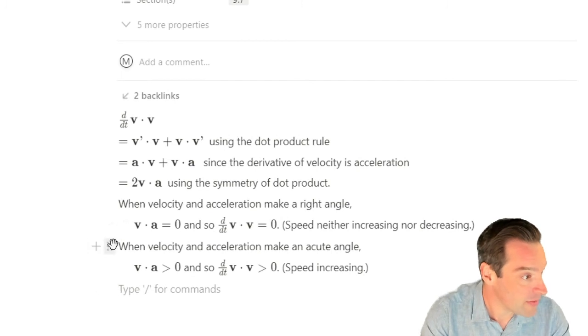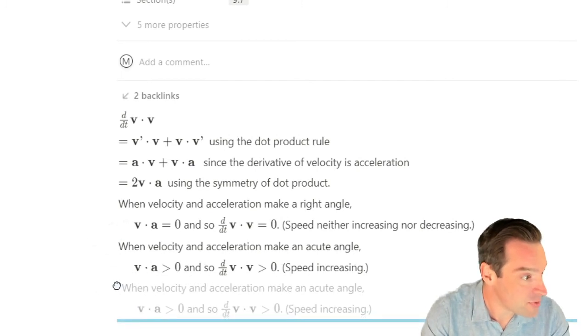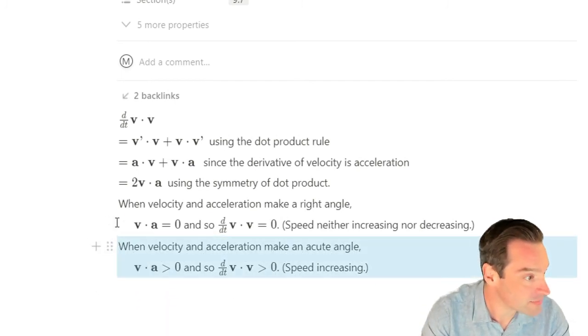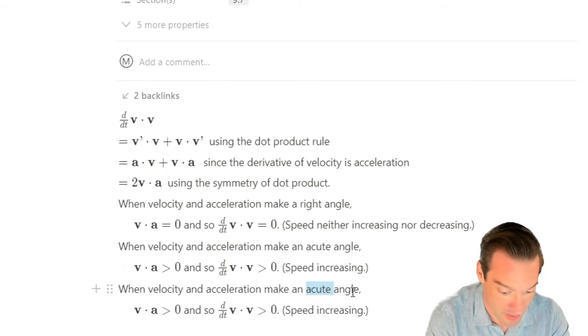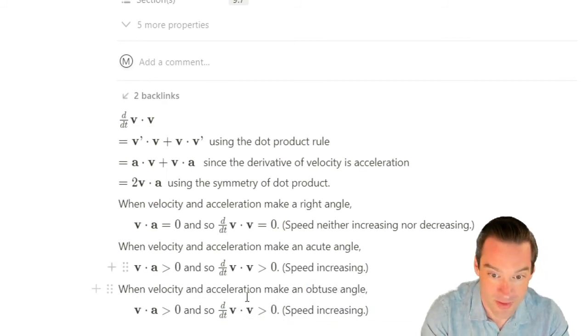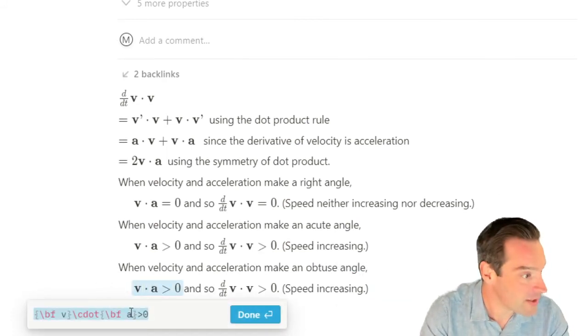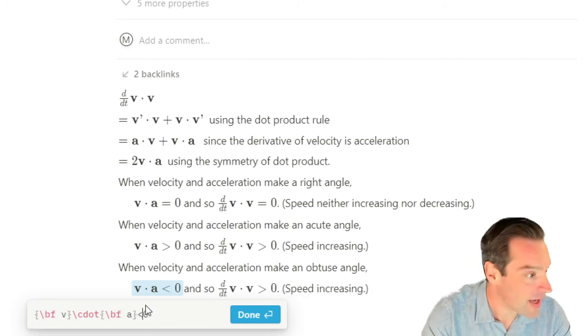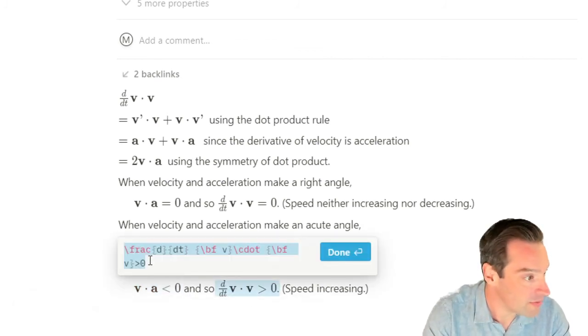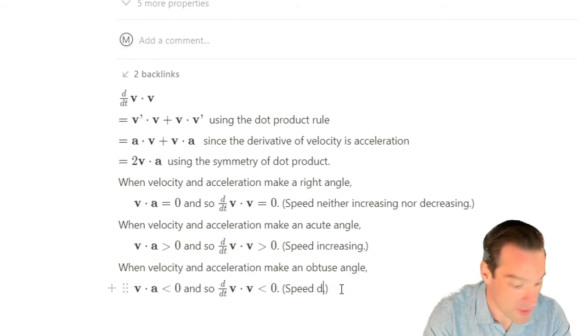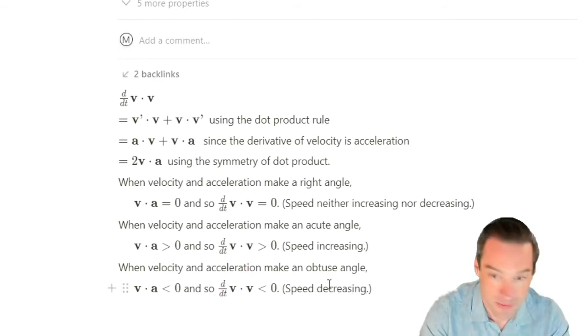And of course, that would mean that when the angle is obtuse instead of acute, we will see the last thing. When velocity and acceleration make an obtuse angle, the dot product is negative. And so the time derivative of the dot product of v with itself is also negative, and so my speed will be decreasing. Cool.